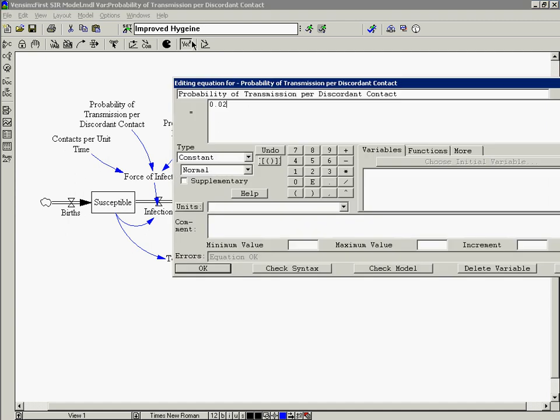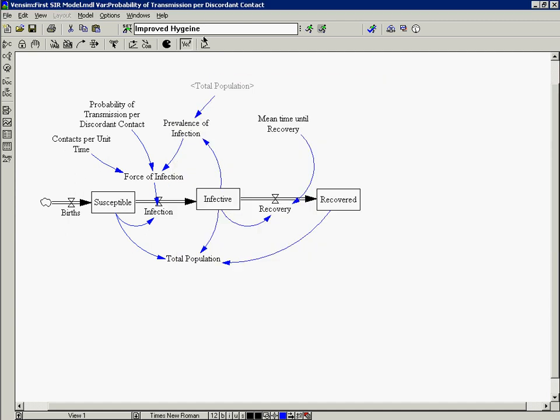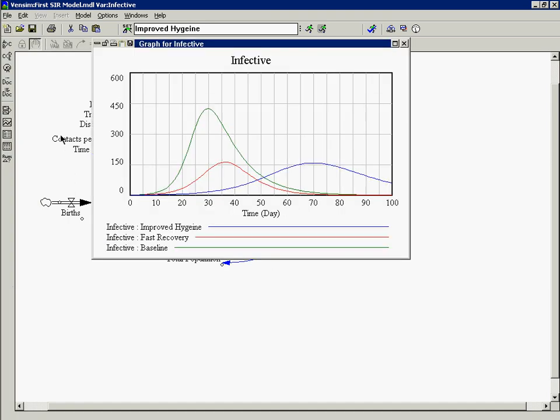What do we expect to see now? Anyone? Oh, that's interesting. So now the baseline is shown in green. The fast recovery is shown in red. The improved hygiene, what has that done? The peak happened later, and it's really spread out, right?